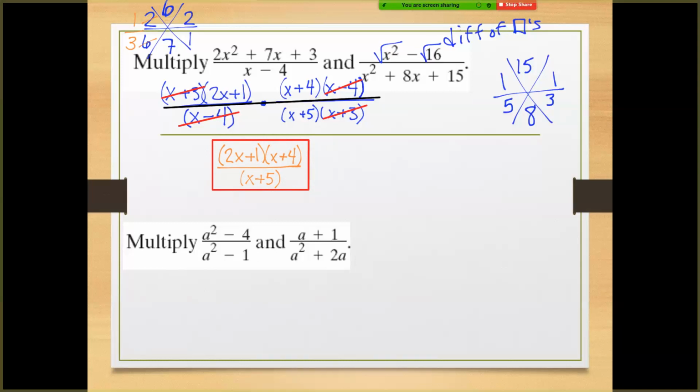Looking at the numerator of the first fraction, we have a squared minus 4. How in the world are we going to factor that? Absolutely, it's a difference of squares. So two sets of parentheses, one plus sign, one minus sign. The square root of a squared is a, so a goes first in both parentheses. The square root of 4 is 2, so 2 goes second in both parentheses.